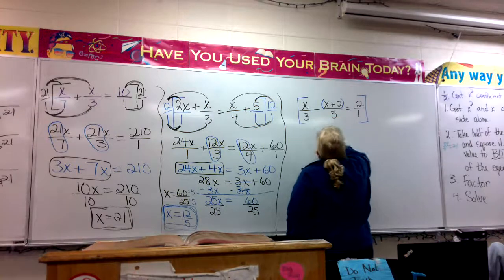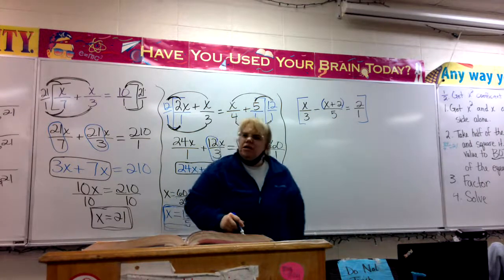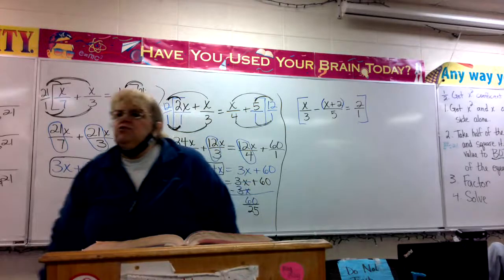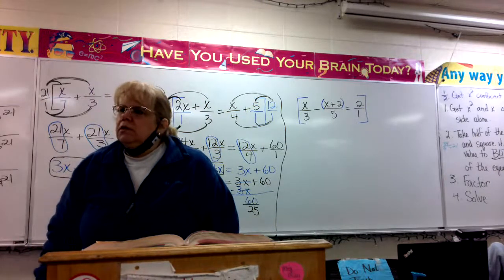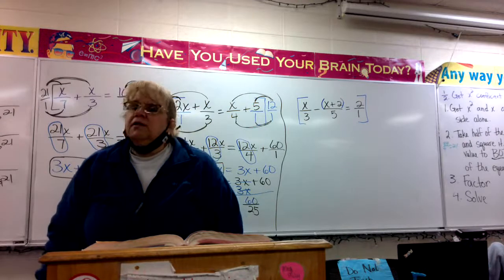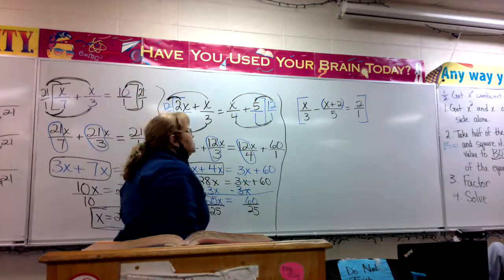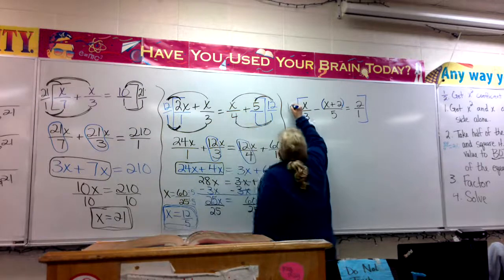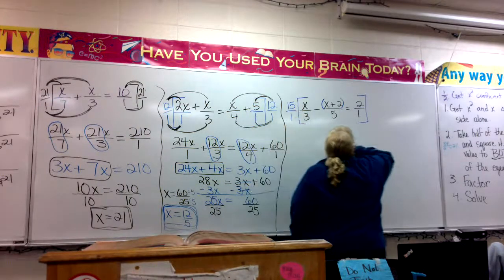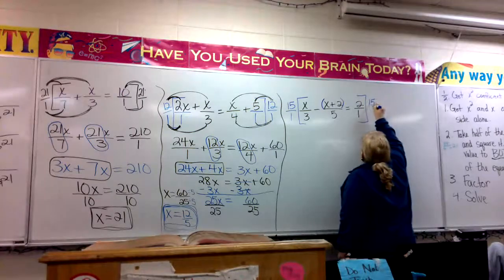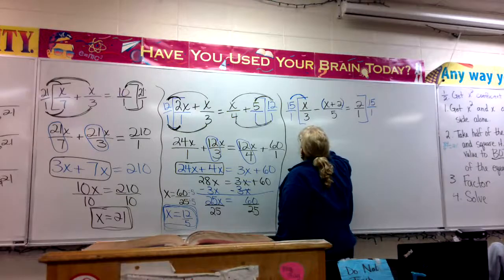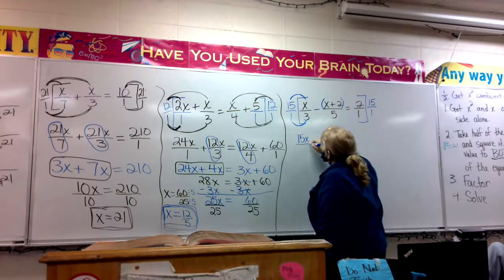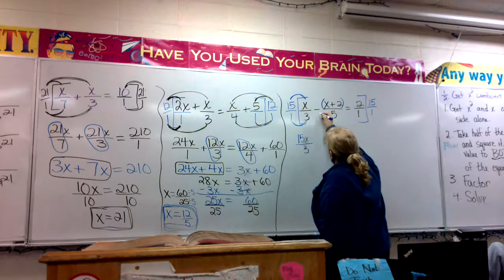I have a 1 and a 5 and a 3. Common denominator? What would that be, Marlo? Q? Should I call you MQ? 15, he says. So on both sides, I'm going to multiply by 15 over 1, just like before. So top times top, 15 times x, that's not bad. Bottom times bottom, 3 times 1 is 3.